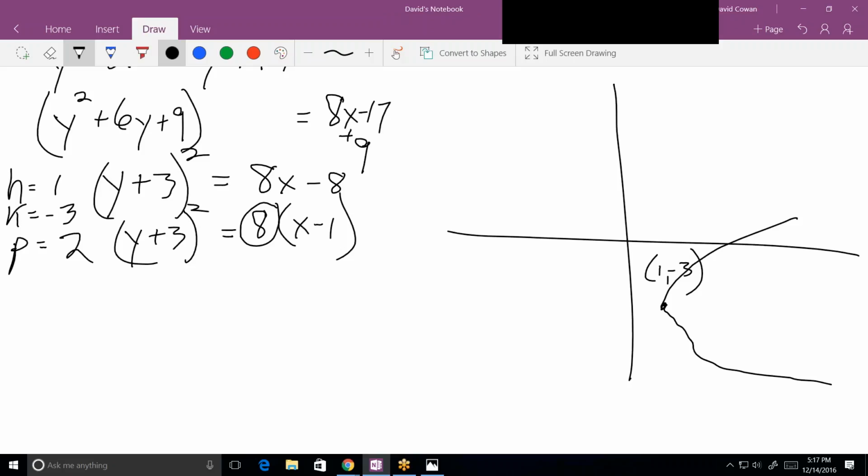The focus is 2. What that means is that that distance is 2. So what are the coordinates of the focus? If it's 2 units to the right of the vertex, what are the coordinates of the focus?